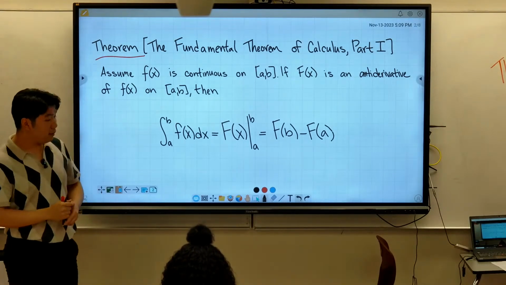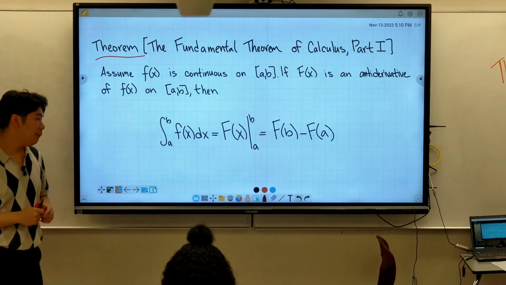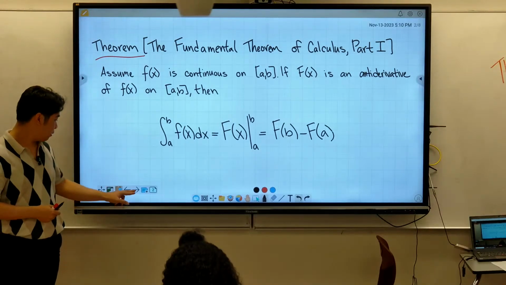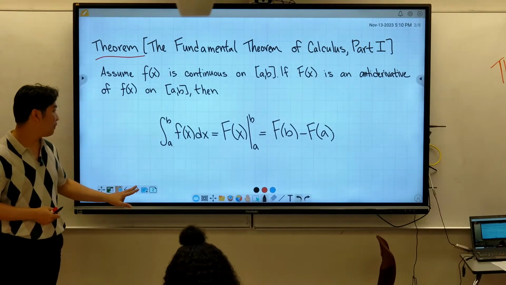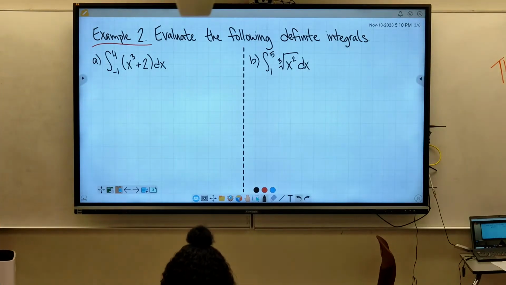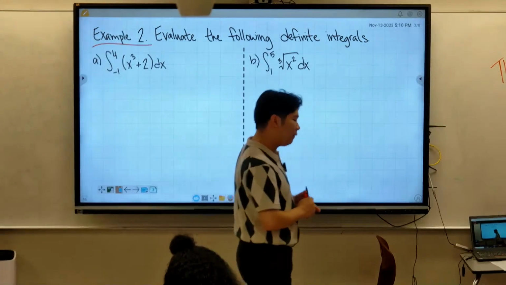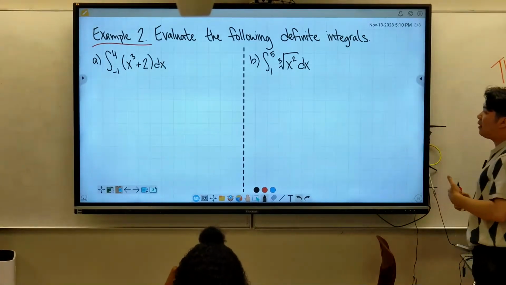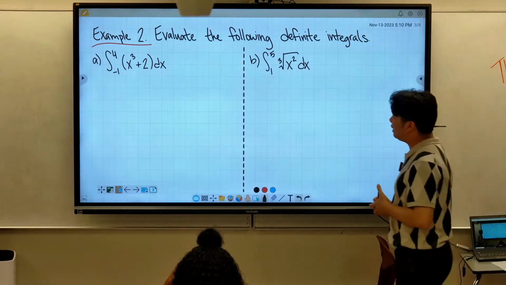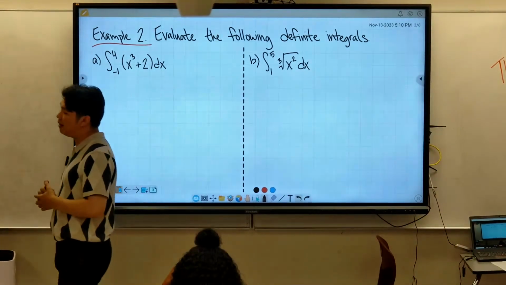All right, so using this new theorem that we have, we can finally evaluate a definite integral without the graph. So let's go into an example. I believe this is technically example 2, because we did example 1 last time. Evaluate the following definite integrals. I have 2 of them here. The first one is the integral from -1 to 4 of x cubed plus 2. Part B is the integral from 1 to 5 of the cube root of x squared.